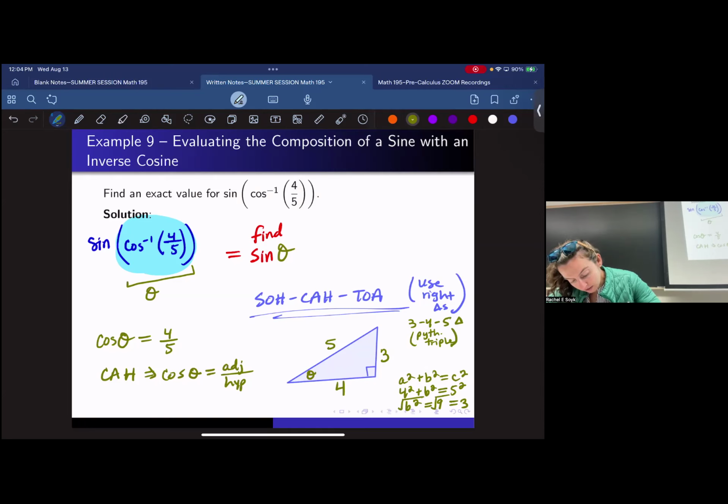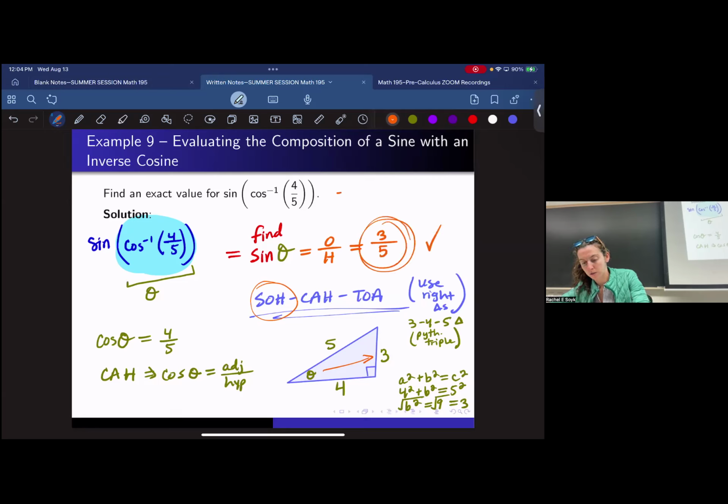And so that's probably the most important step, because now from here, if we're asked to find our sine of theta, well, what's our sine? It's our opposite side over our hypotenuse. What's our opposite side here? 3. What's our hypotenuse? 5. So our answer is just 3/5. Lot of maneuvering and manipulation.